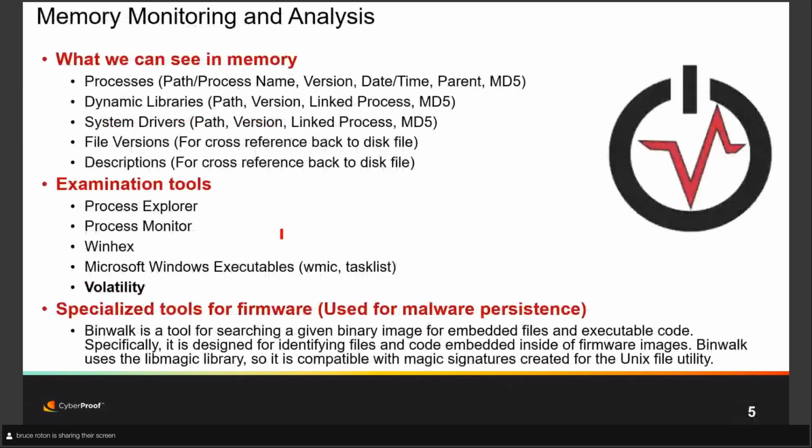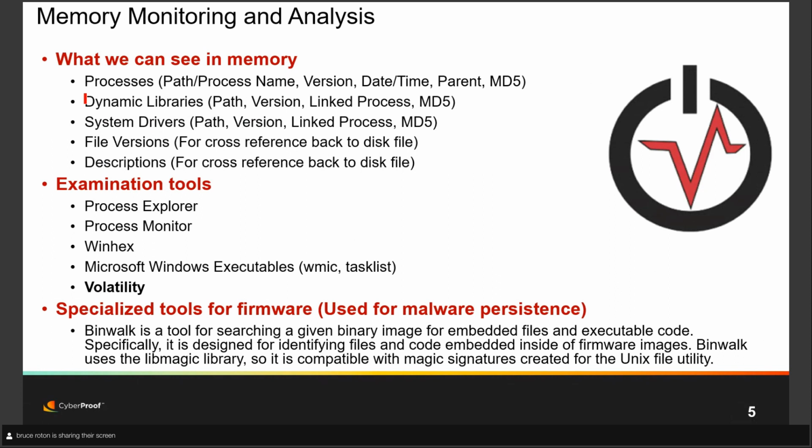So what are we looking for in memory? Well, in memory, we can search for processes, look at the path, the process name, version. I'm not talking about when you're in file management, you're looking at those dates. What I'm talking about is the actual date embedded in the running process, in the executable. You'll also want to look at the dynamic libraries that are being called. And again, the path, the version, the linked processes, the MD5. We'll talk a little bit more about MD5s in a minute, but there's some key things that you'll want to look for. System drivers. Again, the path. Where is it really? Not where you might think it's supposed to be.